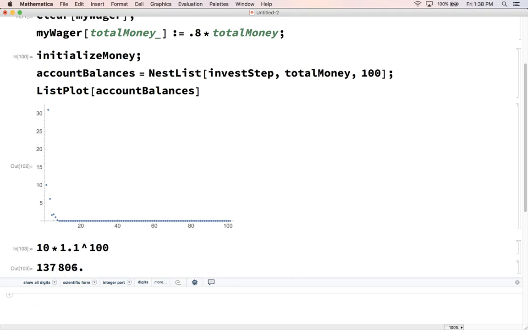$137,806. So that shows some striking difference between average and median. So on average, this is what you'd expect, but the median value, like I was saying, I've never seen a student group get the median value as high as $50.